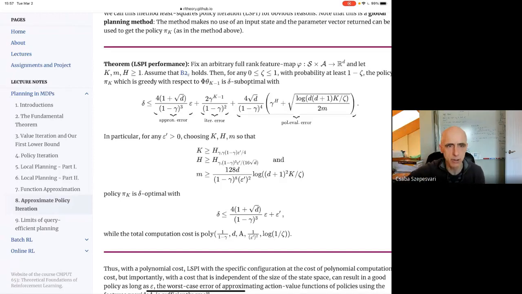The third term has a capital H in it. It gets small as H gets large. The last term gets small as M gets large. That's the number of rollouts from a given design point.